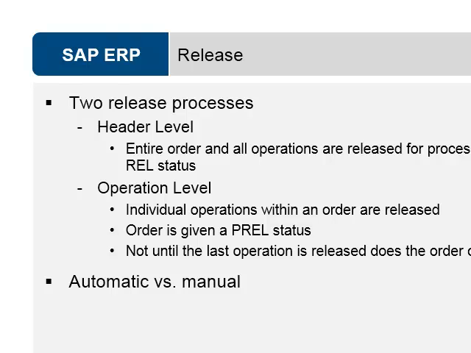Now, when the order is released, it can be released at the header level or at the operation level. If you release the order at the header level, that means all operations that are listed will also be released, which means you're ready to perform all of them. But you can choose to release the order at the operation level, which means you choose specific operations to be released. In that case, the order is partially released. It's not totally released. You have specific operations that have been released and not others. So until all of the operations are released, the order will have the partially released status. When all of them are released, then it will have the released status.